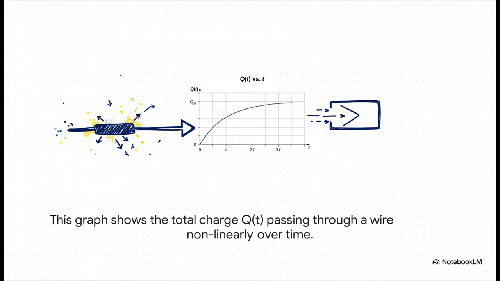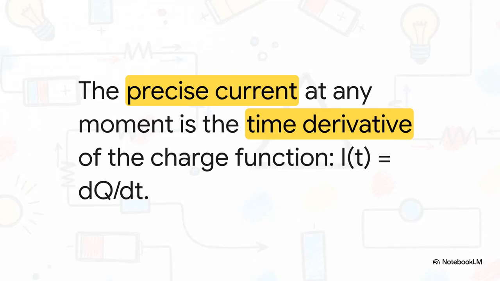And notice, it's not a straight line, right? The charge flow starts off really fast, and then it kind of slows down, approaching some maximum amount, Qm. The slope of this curve at any given point, that's the rate of flow at that exact instant. And of course, what's the slope of a function? It's the derivative. So the instantaneous current, the current at a specific moment in time, is just the time derivative of the charge, dq/dt. This lets us find the precise rate of flow at any moment we want.